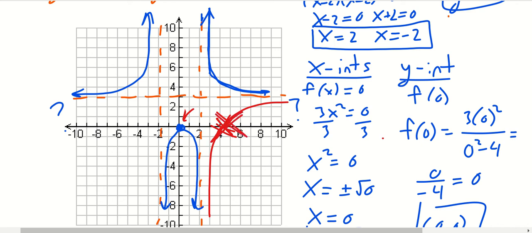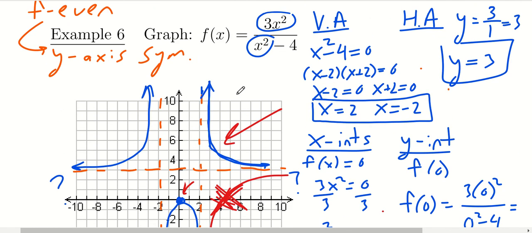So this would be impossible, and that would kind of lead you to the fact that it has to look like this. And then from symmetry, if it's up here, it'd have to be symmetric on the other side of the y-axis. So putting it all together, this is our graph of 3x squared divided by x squared minus 4.